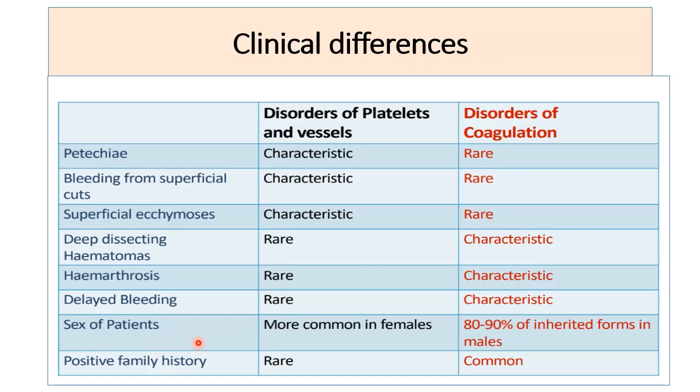Platelet disorders are more common in females, whereas most of the coagulation disorders, at least 80 to 90%, are inherited forms in males because of the X-linked inheritance. And positive family history is more common in defects of the coagulation system.